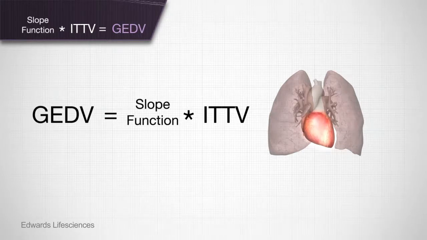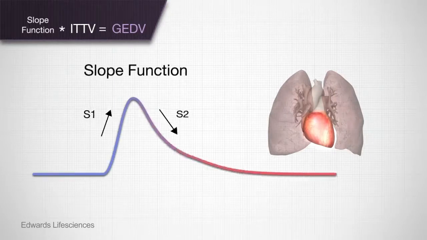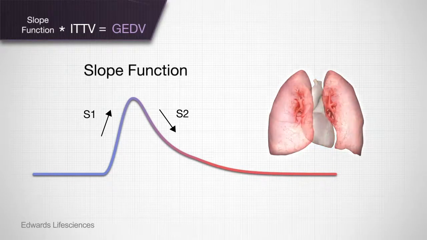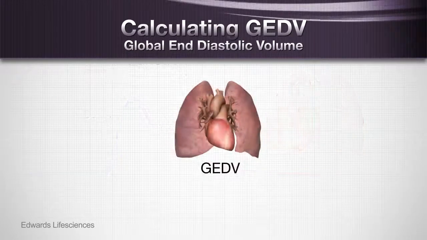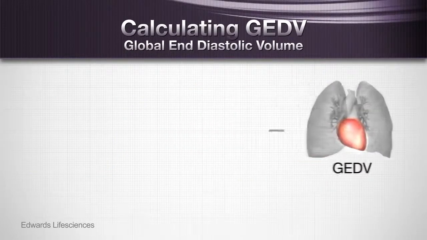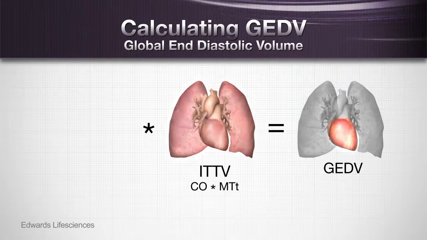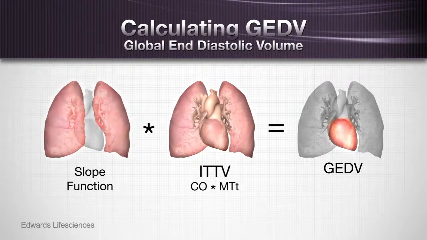GEDV is calculated by scaling ITTV against the slope function, which accounts for the volume contained within the lungs and the pulmonary vasculature. The rate of change of the upslope and downslope of the thermodilution waveform is used to calculate the slope function, which appropriately scales down ITTV to account for pulmonary thermal volume in order to calculate GEDV. GEDV is computed by calculating ITTV and multiplying it against a scale that accounts for PTV.